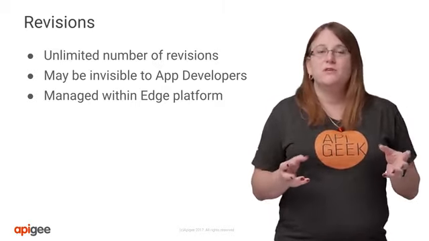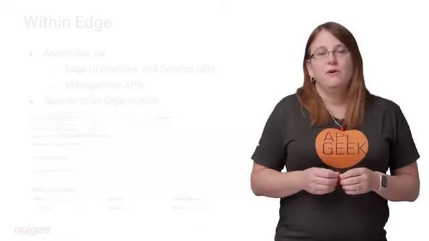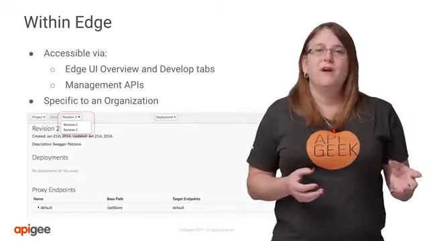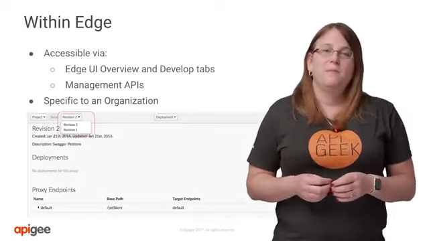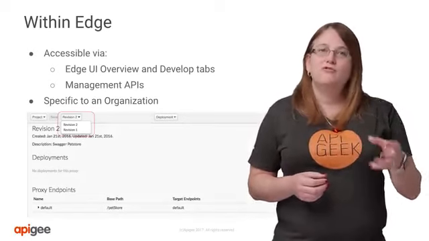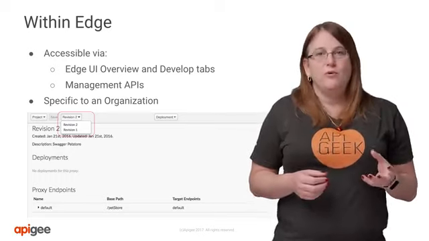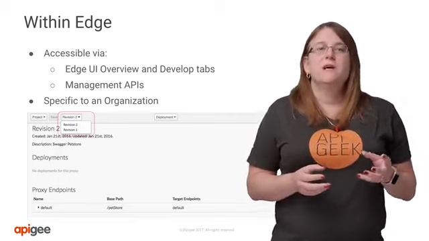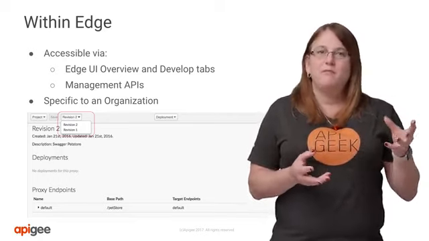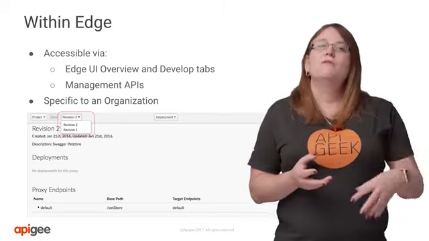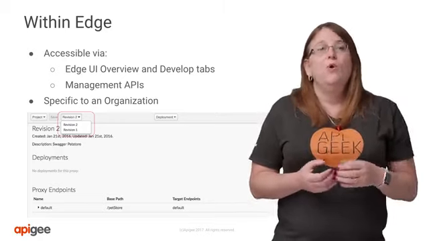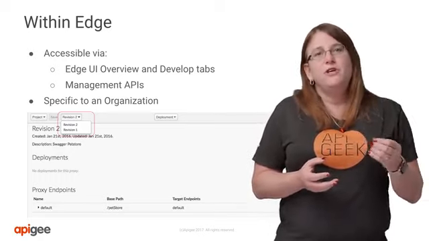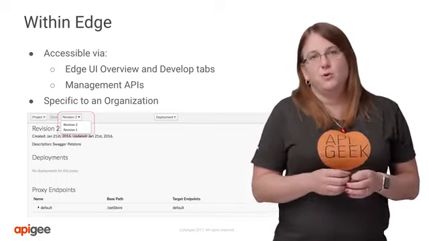API proxy revisions are managed in Edge. Within Apigee Edge, revisions are accessible through the user interface or the management API. API engineers have control over when to create a new revision, with some exceptions. For example, in the dev environment, an API engineer may choose to update the same revision as they work through a specific feature request. Once that request is complete and deployed to a higher environment, a new revision can be created for the next feature request.